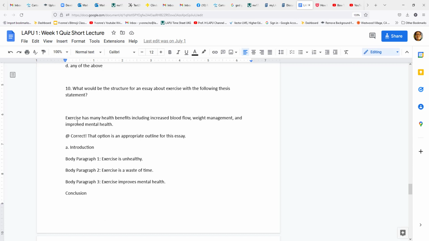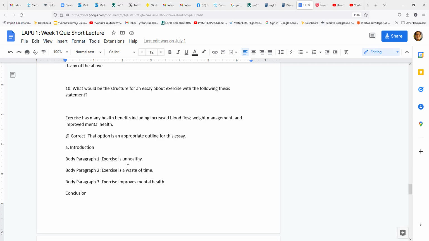What would the structure be for an essay about exercise with the following thesis statement? In other words, how would your body paragraphs look if you used: exercise has many health benefits, including increased blood flow, weight management, and improved mental health. So what kind of essay structure would you use? So here you have blood flow, weight management, and mental health. So you have to make sure that your body paragraphs talk about blood flow, weight management, and improved mental health.